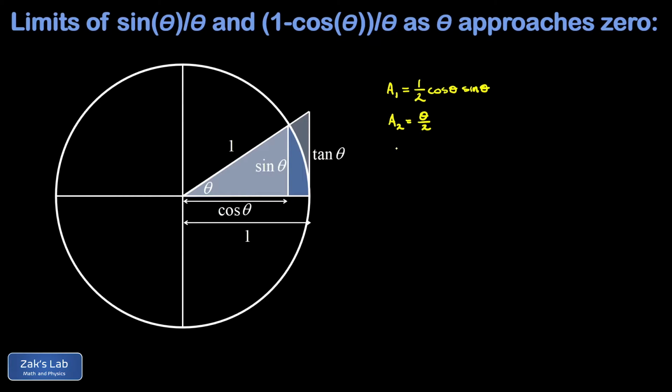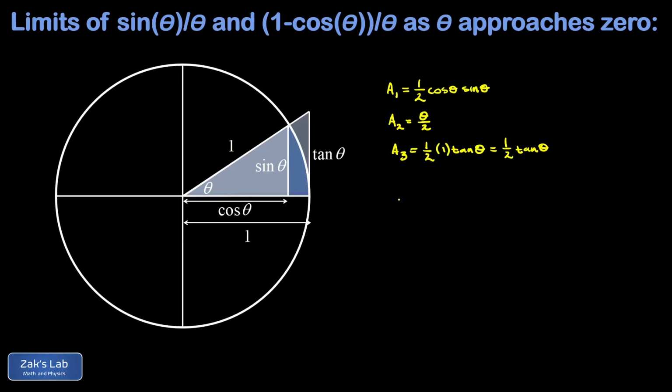So now we can write down our third area. And this one contains the previous two. And this is just going to be 1/2 times the base of that larger triangle, which is 1, times the height, which is tangent theta. In other words, just 1/2 tangent theta.